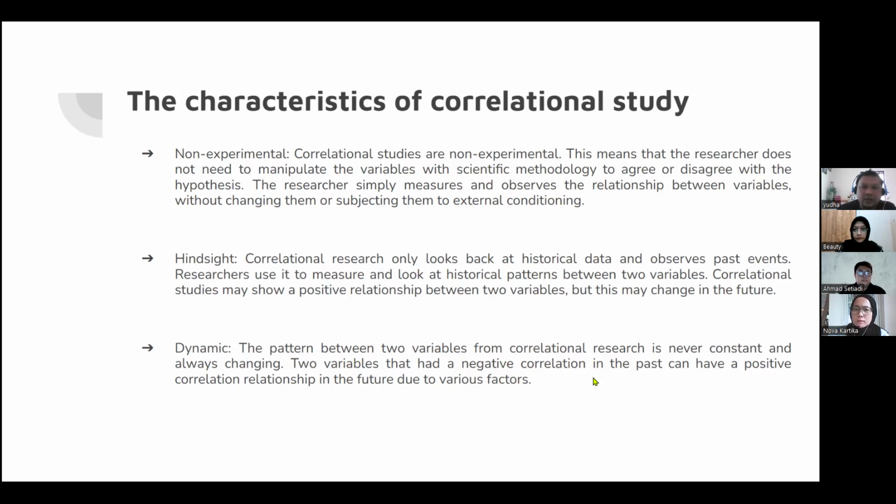Correlational research only looks back at historical data and observes past events. Researchers use it to measure and look at historical patterns between two variables. Correlational studies may show a positive relationship between two variables, but this may change in the future.